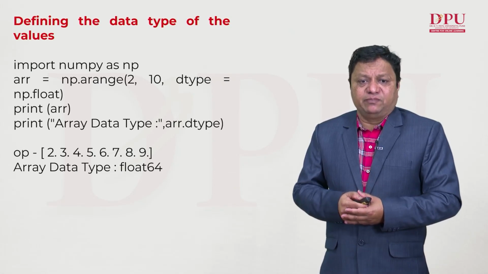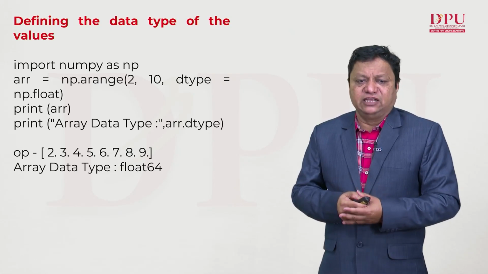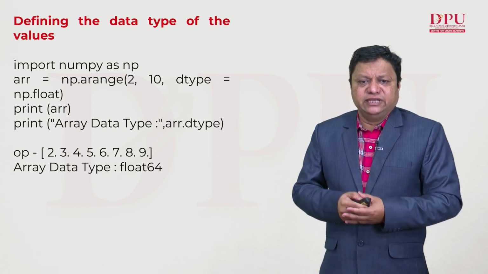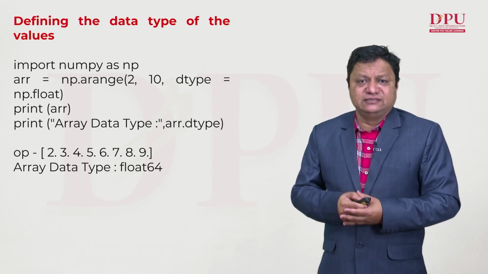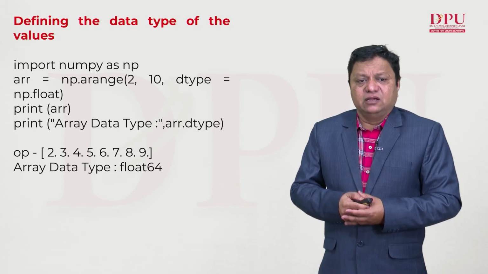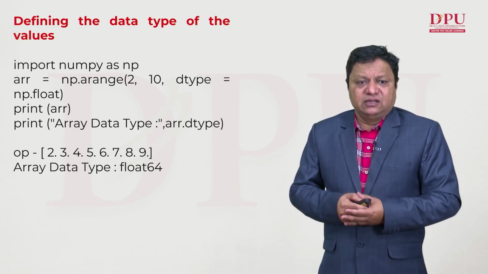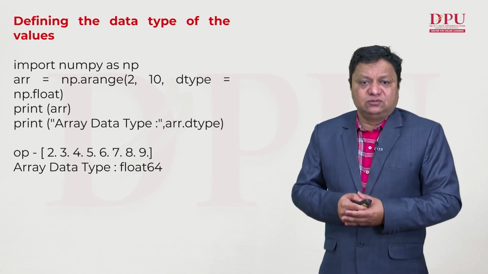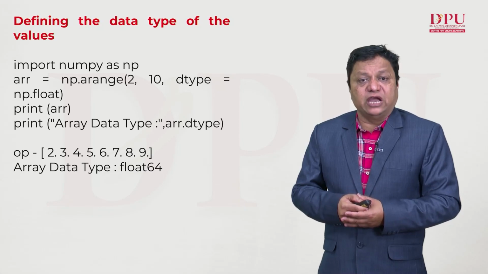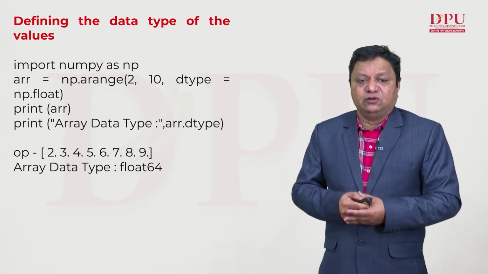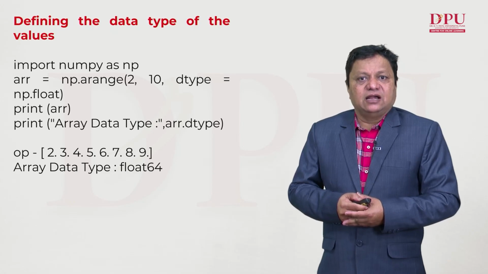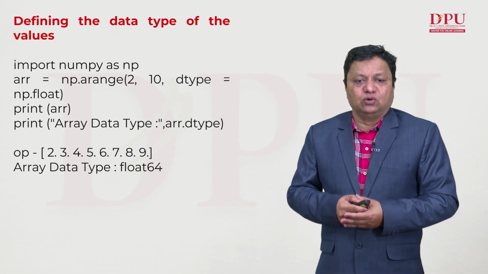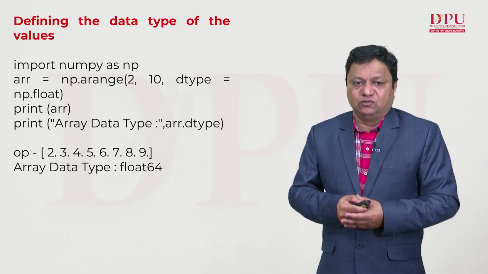Defining the data type of the values, here I can define the data type of the values by using the dtype as well. We have seen this in the previous slide as well. Import numpy as np and array name is equal to np.arange, specify the range, that is 2 comma 10, dtype is equal to np.float. So this will create an array having values starting from 2 up to 9, where 10 will be exclusive.